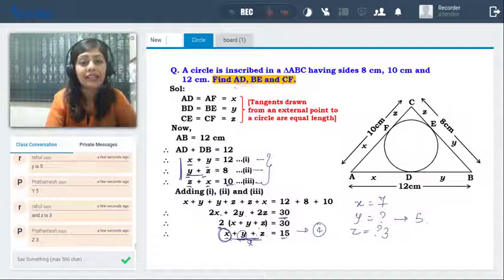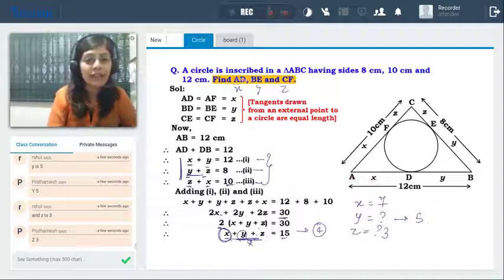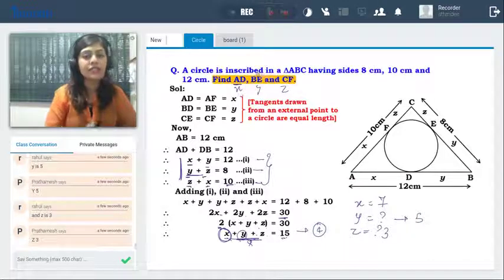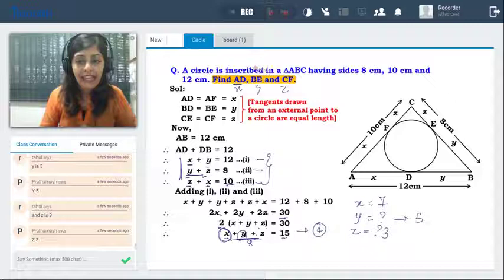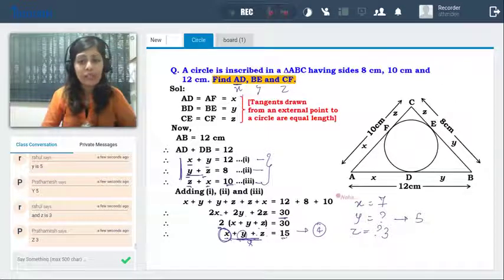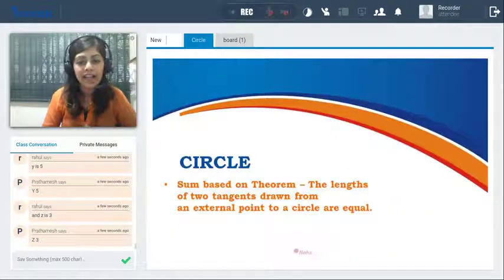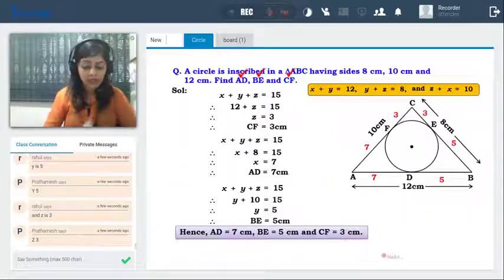Have we got x, y, and z? Yes, we have got the values of x, y, z. That is exactly what was asked. So please just at the end write x equal to 7, y equal to 5, z equal to 3. Yes, so we have got all the values. Hence, we end here, right? That is what we needed. We have got the three values.